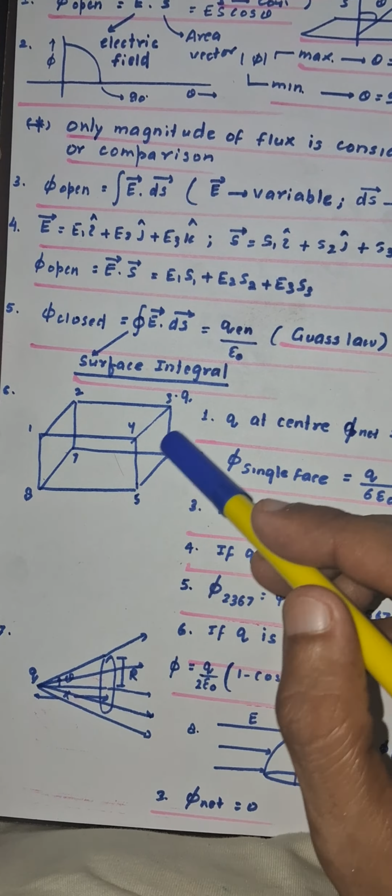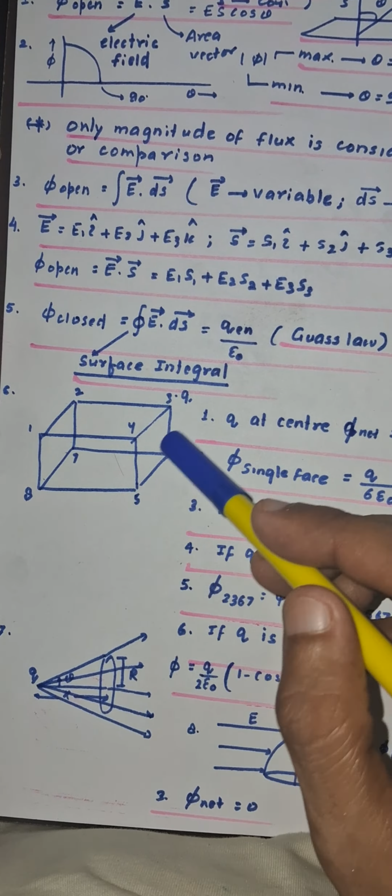So all the lines which pass through the left surface will eventually be encountered by this plane area, and so the magnitude will remain the same. But since these are entering inward and we take outward flux as positive, that's why we use a negative sign. So flux through the left curved surface will be minus E pi r square by 2.